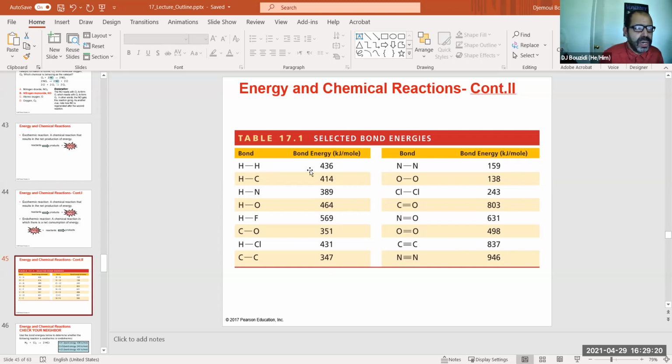And the bonding between a hydrogen and a hydrogen is this many joules, okay? That's actually kilojoules per mole. Remember, a mole is a huge number. For this case, it's 2 grams of hydrogen molecule. So you need 436,000 joules. 436,000 joules may sound like a lot, but it's not really a lot when it comes to a chemical reaction in here, okay?